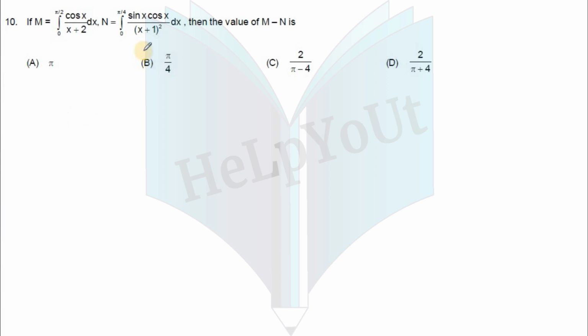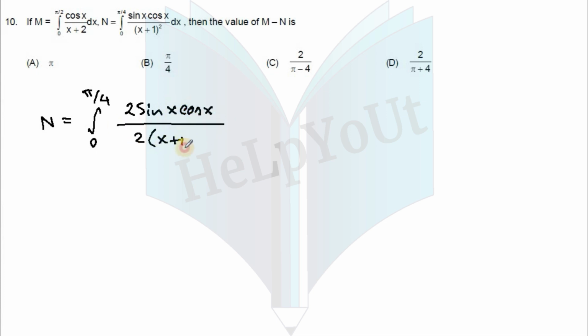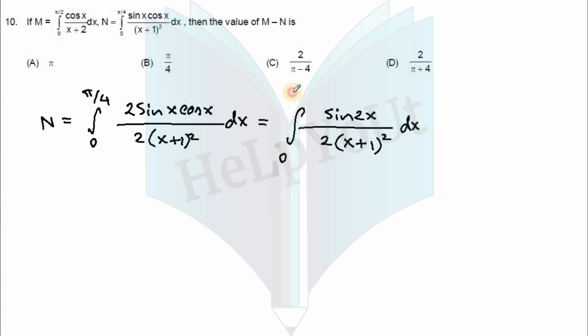For this question, we will start with n, because here we see sin x times cos x. This looks kind of familiar, right? Sin 2x, if there was another 2 here. So let's bring that 2 forcefully here. I am going to write n equals the integral from 0 to pi by 4 of 2 times sin x cos x by 2x plus 1 whole square dx. This becomes sin 2x, and this is the same as 2 times x plus 1 square dx, 0 to pi by 4.